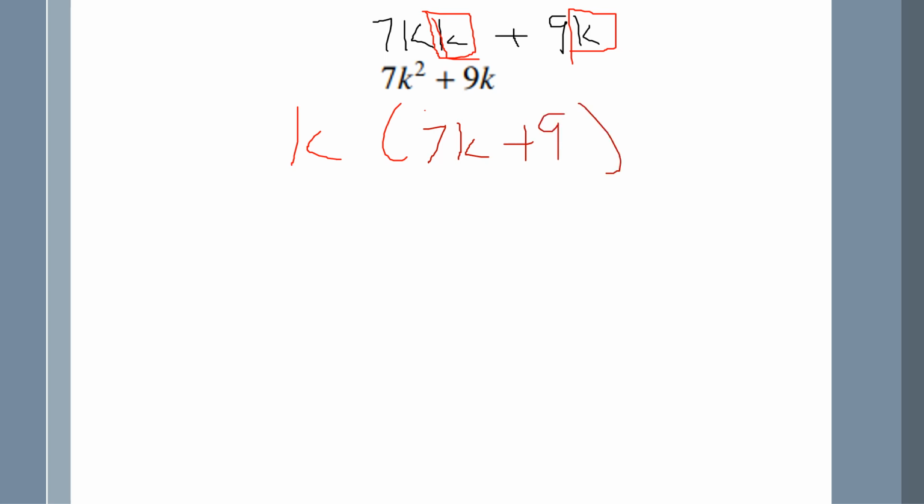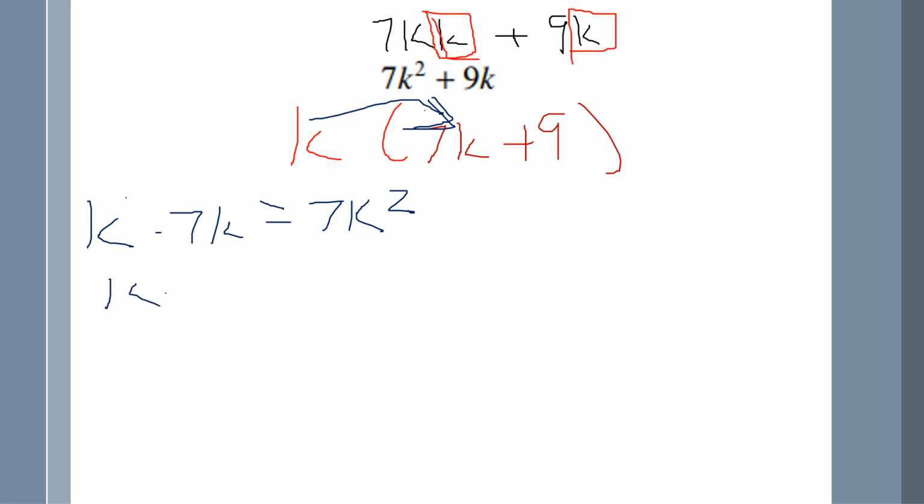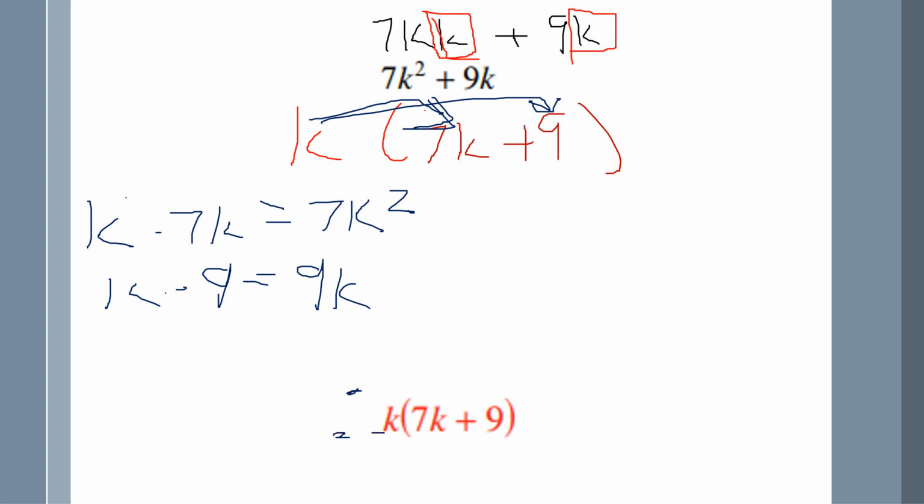Now, let's make sure to double check our work. We did it this way. We pulled out, we did this, so let's check it. K times 7K is 7K squared, which is what we're doing. We're doing distributive property. K times 9 equals 9K. And that's how I know my answer is correct. Boom. Not bad, huh? Pretty easy.